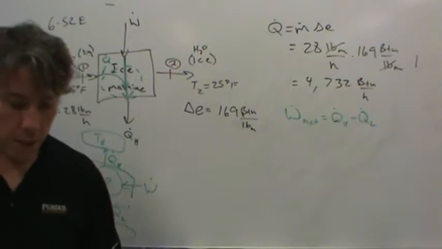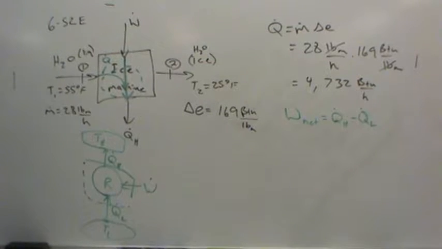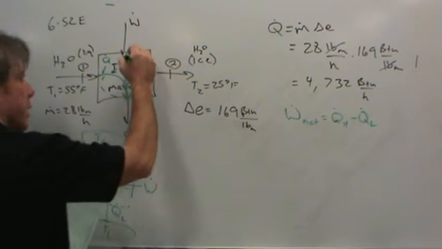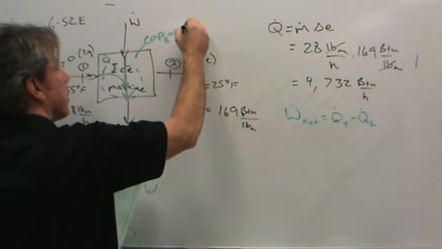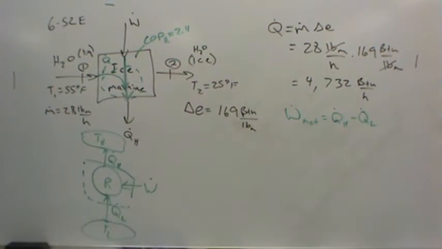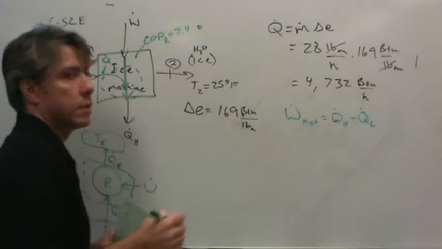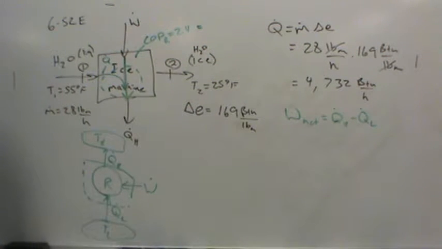In fact, there's one more piece of information I didn't write down. The coefficient of performance of the refrigerator is 2.4. Okay. So what is the coefficient of performance? What is that thing really? It's the ratio of how much you get, desired, over required. Desired over required. Okay, good. What were you going to say?